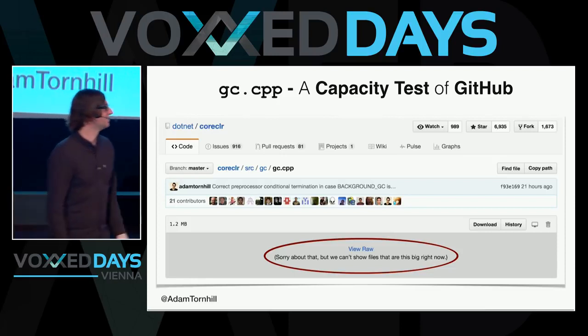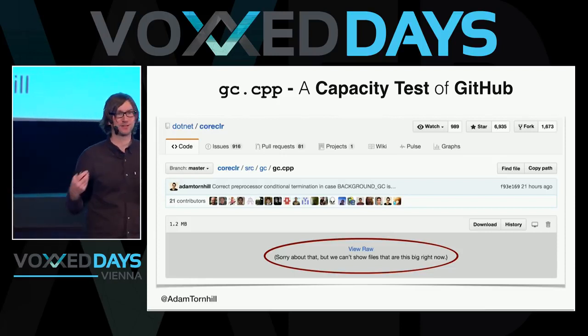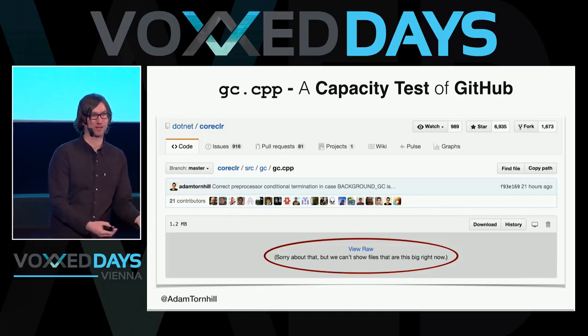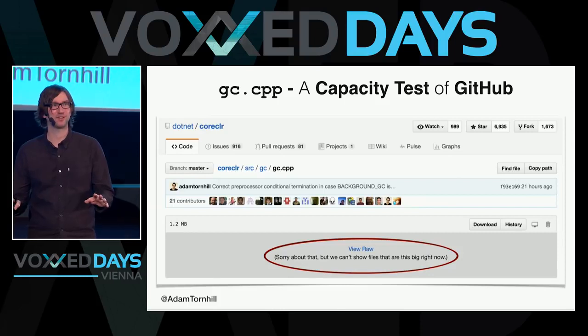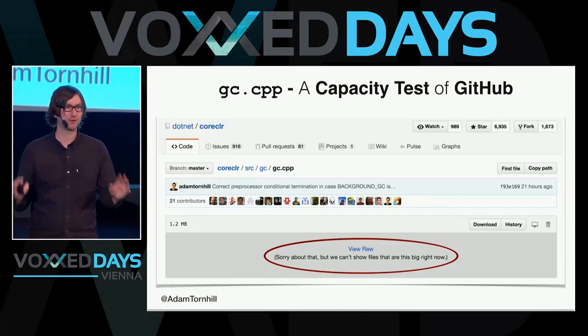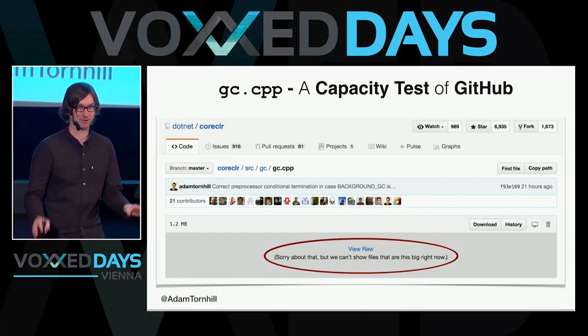All right, so it's so big that GitHub fails to visualize it. We're using a syntax markup, so we need to look at the raw file. And when we do that, we find out that gc.cpp consists of 37,000 lines of C++.